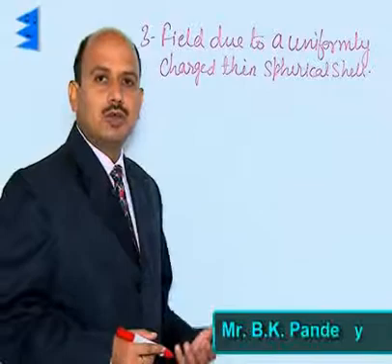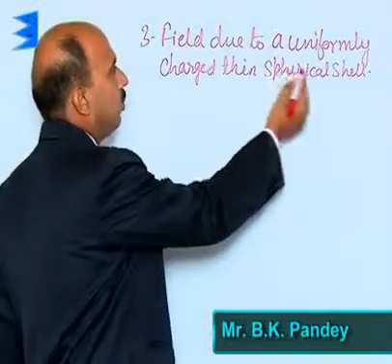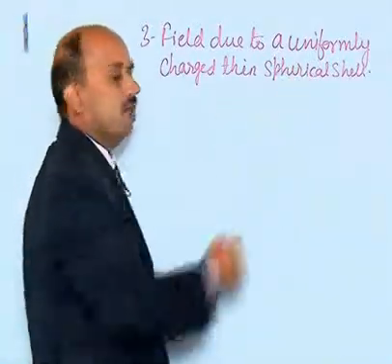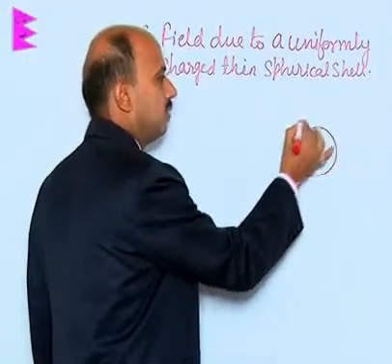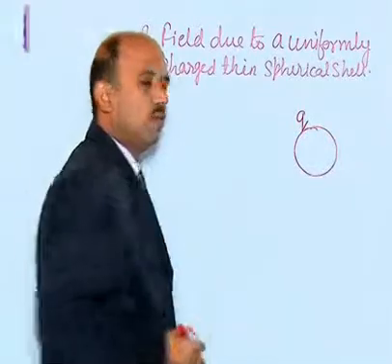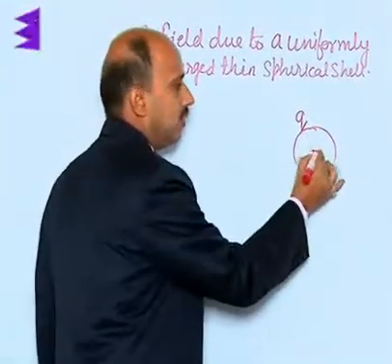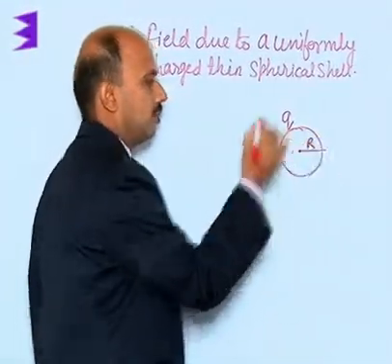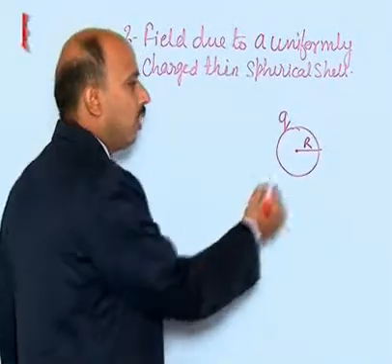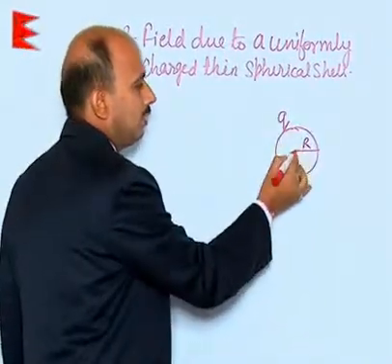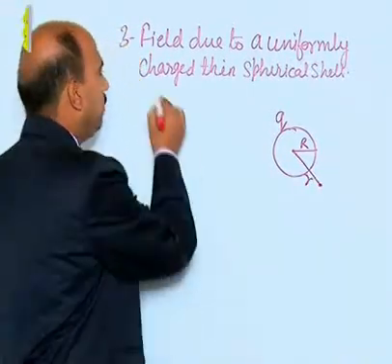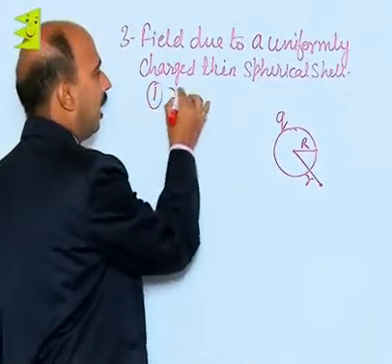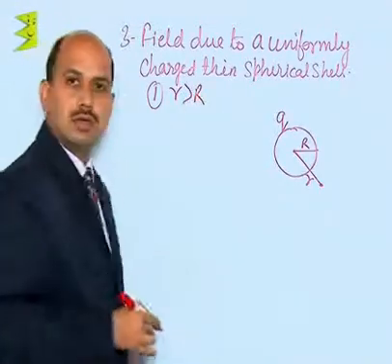So now the third application of Gauss theorem: the field due to a uniformly charged thin spherical shell. Suppose there is a spherical shell which has charge Q and radius R. Now if you want to calculate the electric field intensity at a distance r, here we can take r greater than R.